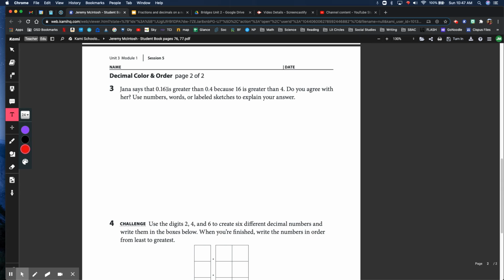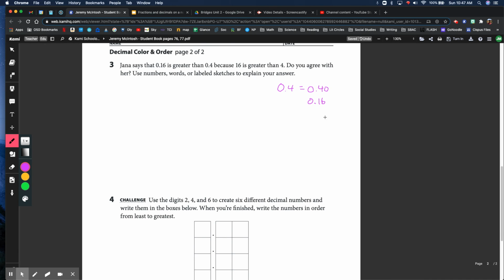So 16 hundredths, that's really like saying 16 cents. And 4 tenths is really saying it's 4 tenths, so that's 4 dimes, right? So that's just like saying 40 cents. All right. So is 16 hundredths or 16 cents greater than 40 cents? I don't know. You tell me.